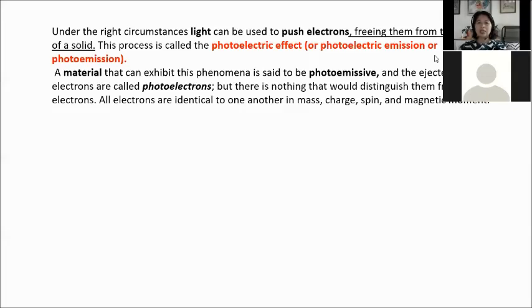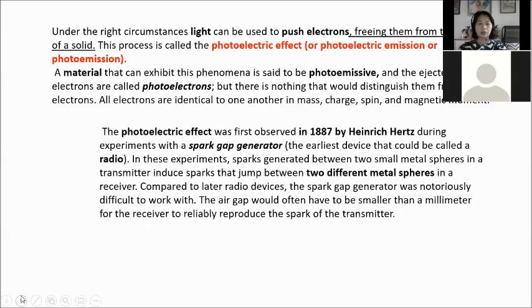But there is nothing that would distinguish them from other electrons, because all electrons are identical to one another in terms of mass, charge, spin, and even magnetic moment. So in general, the ejected electrons are called photoelectrons. The photoelectric effect was first observed in 1887 by Heinrich Hertz.